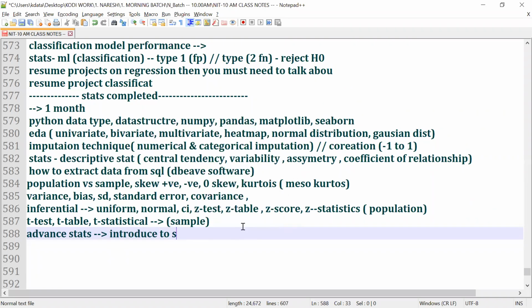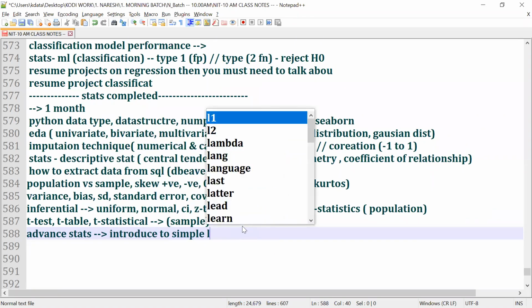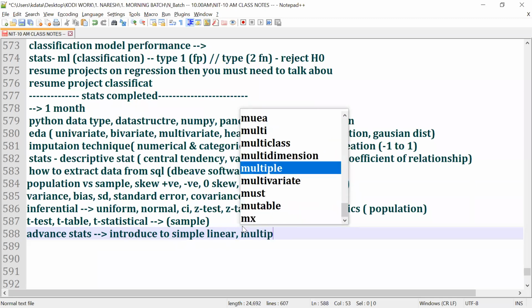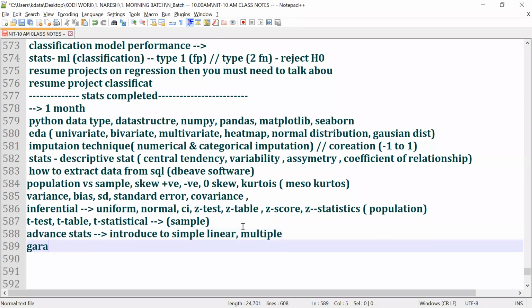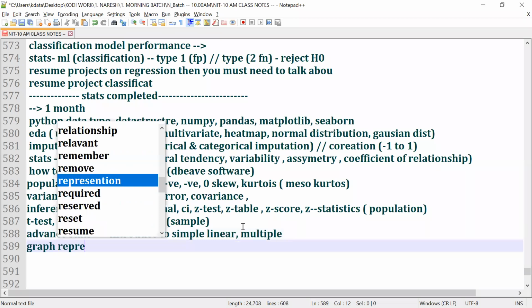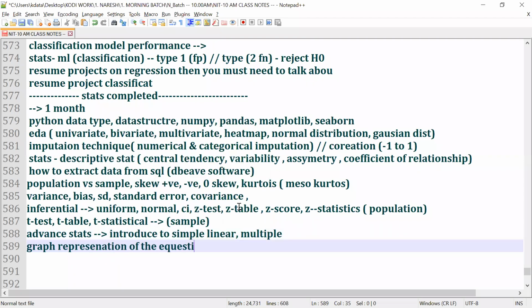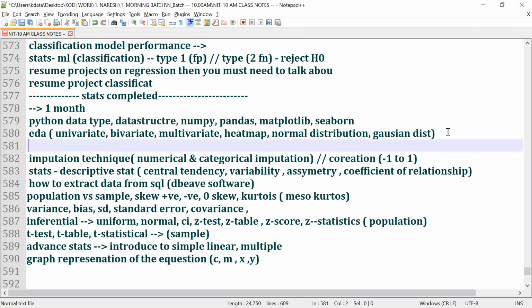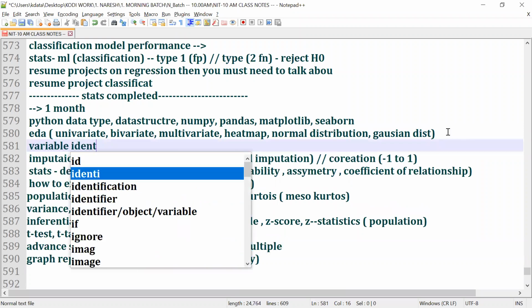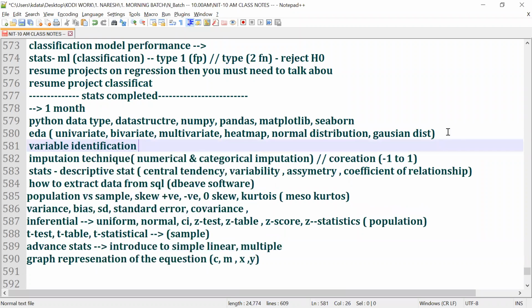Introduced to simple linear regressions and multiple linear regressions, the graph representations of the equations, right? What is constant, what is intercept, what is slope, what is x, and what is y. And also in EDA, we had very important concepts. We saw, guys, variable identification. This is very important, right?